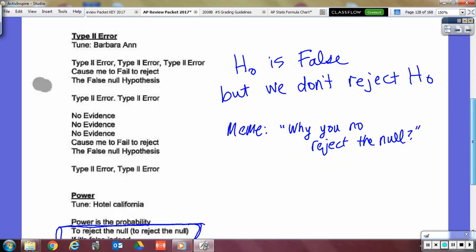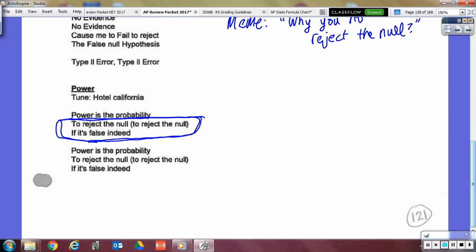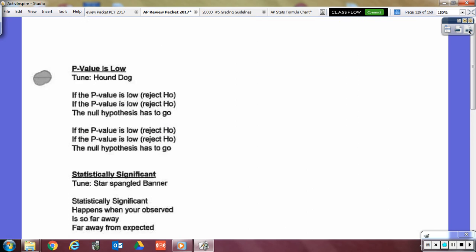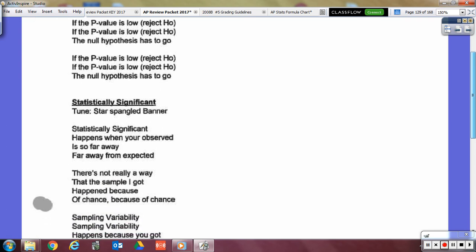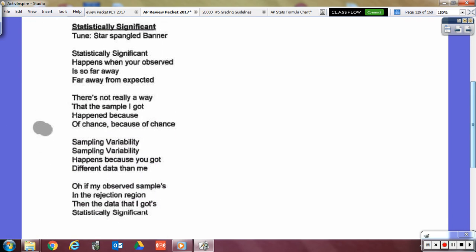All right, power. Power is the probability to reject the null if it's false indeed. So we want power because we want to reject the null hypothesis if it is false. We want to reject O.J. Simpson's innocence if indeed he is guilty. You know p-value is low, HO has to go, and you know Star Spangled Banner is significant, statistically significant.